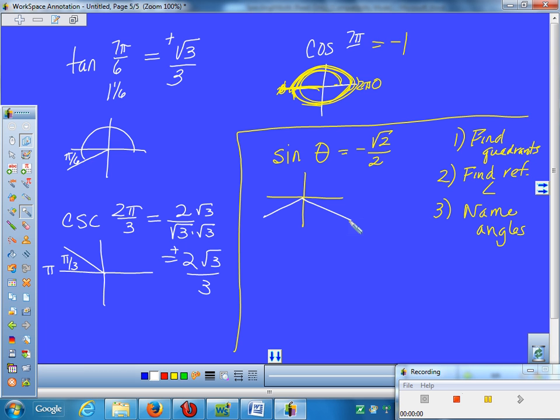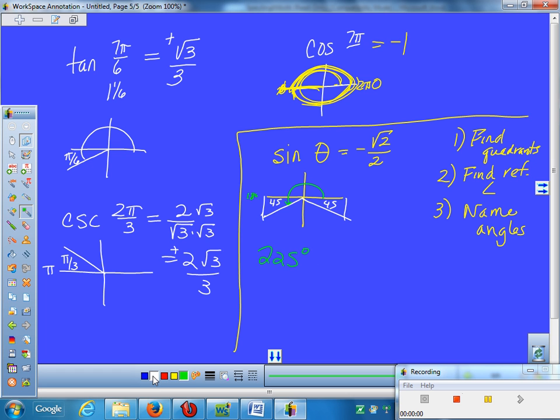Okay, we know it's 45 degrees where sine equals square root of 2 over 2. So, you know your reference angle is 45. So then what's the angle? What's the angle from here to there? This is 180 plus 45. So that would be 225.